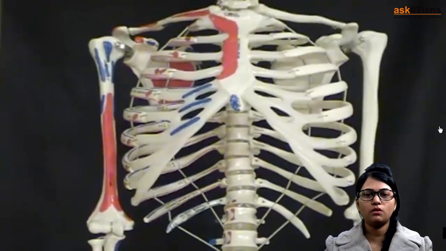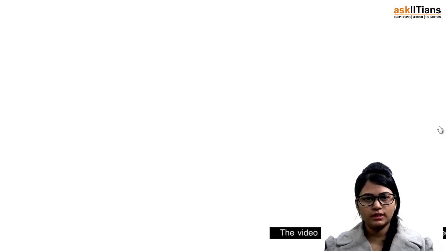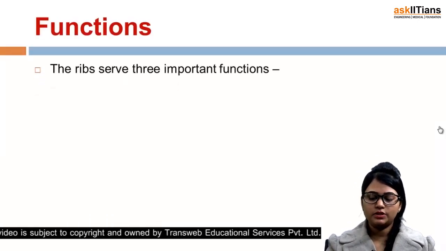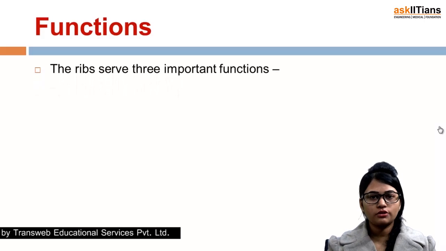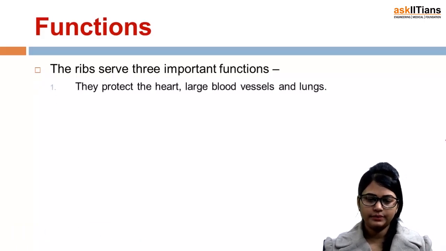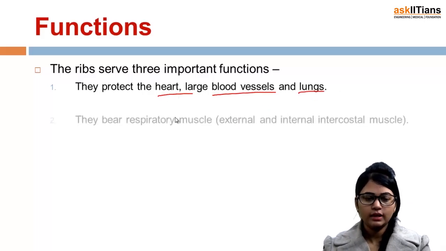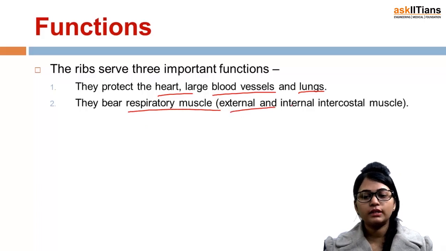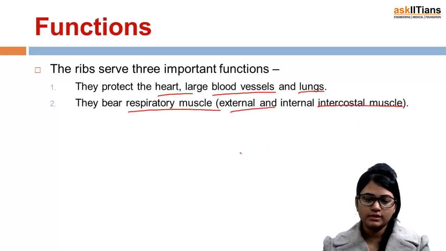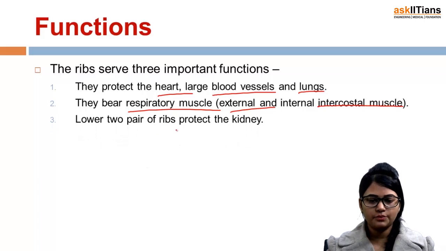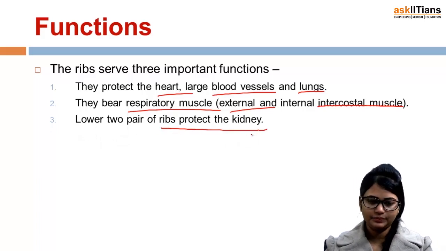So this is how ribs are attached to the sternum. Now the functions. The ribs serve 3 important functions. What are these? They protect the heart, large blood vessels and lungs. They bear respiratory muscles, external and internal intercostal muscles. Lower pair of ribs protect the kidney.